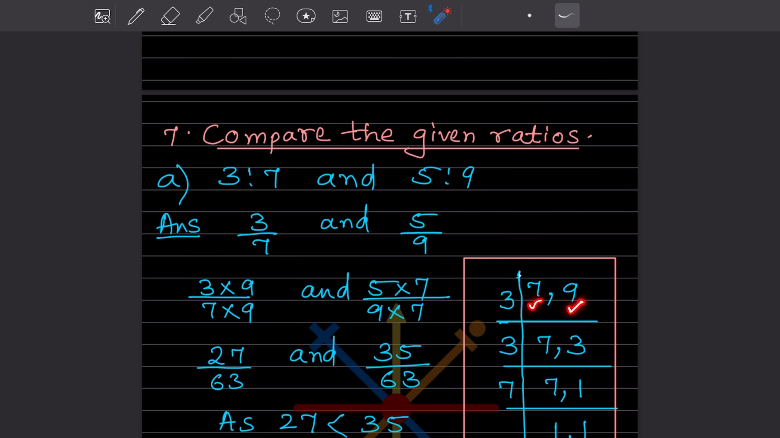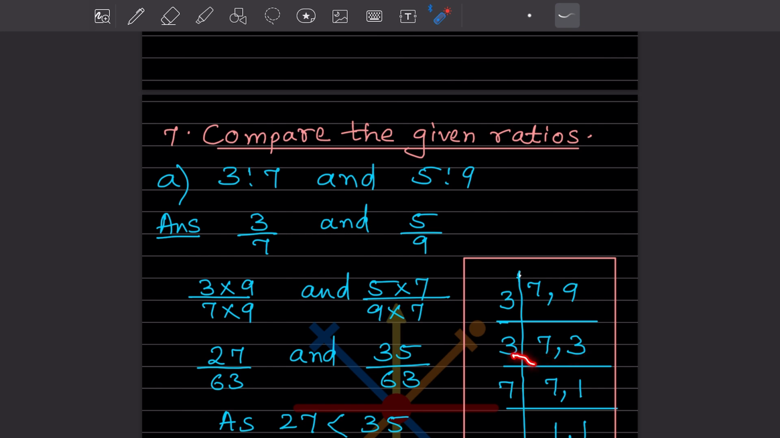Here you can see that neither number is divisible by 2, so we can try 3. Yes, 9 goes with 3. We keep 7 as it is, because 7 is not divisible by 3. We write 3 times 3 is 9, and 7 as it is. Now the second row is again 7 and 3.